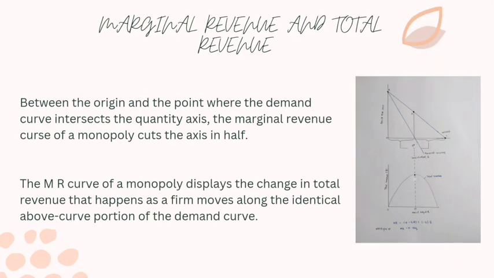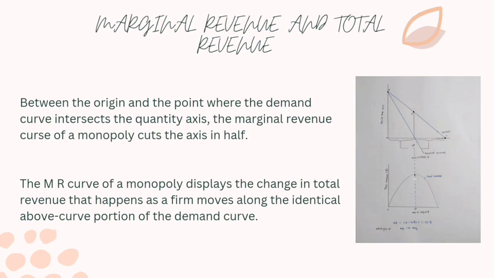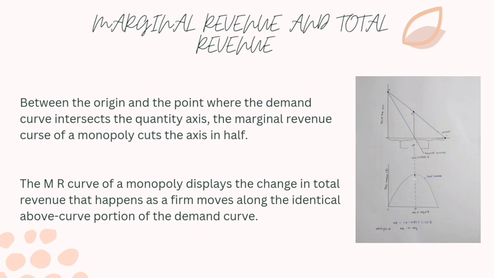Marginal revenue and total revenue. Between the origin and the point where the demand curve intersects the quantity axis, the marginal revenue curve of a monopoly cuts the axis in half. The marginal revenue curve of a monopoly displays the change in total revenue that happens as a firm moves along the corresponding portion of the demand curve.